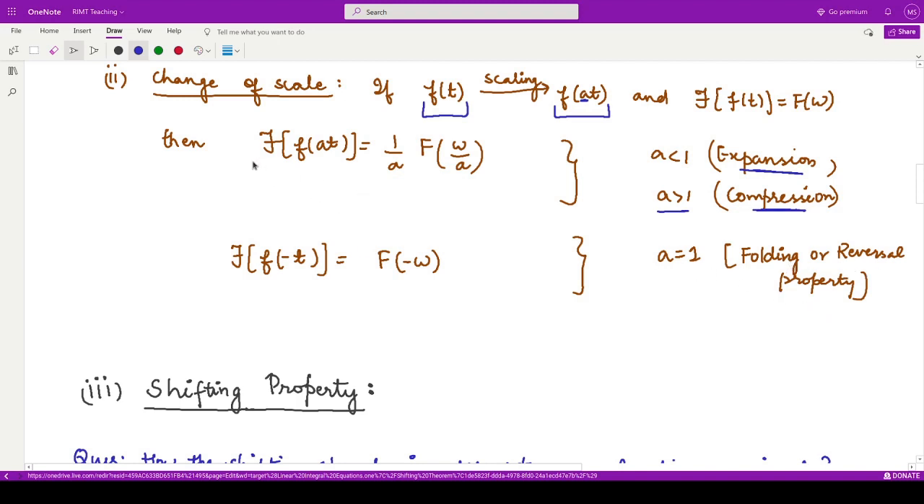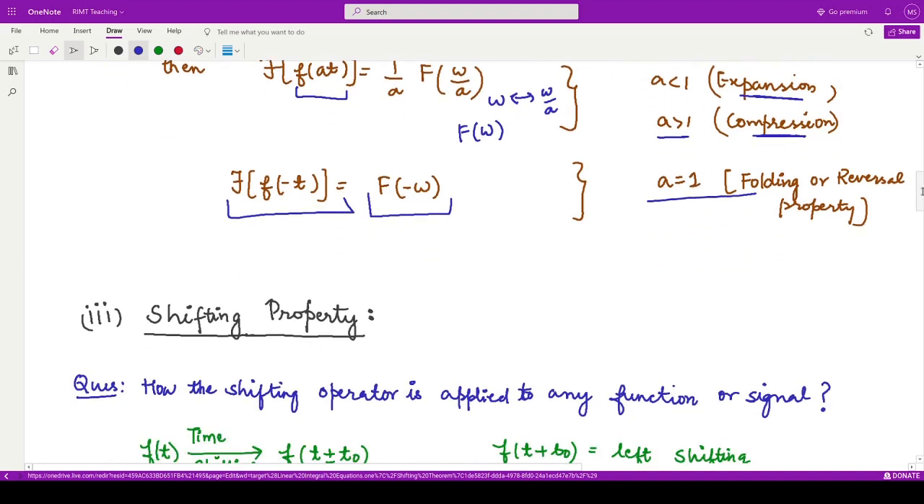The Fourier transform of the scaled function f of a t is given by 1 upon a into the Fourier transform of this function f of t, where instead of F of omega, we now have F of omega by a. So wherever you have omega, you just replace that by omega by a. And in the folding property, the Fourier transform of f of minus t is equal to F of minus omega, right?